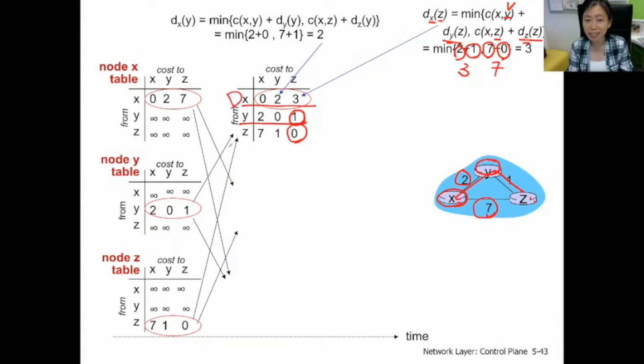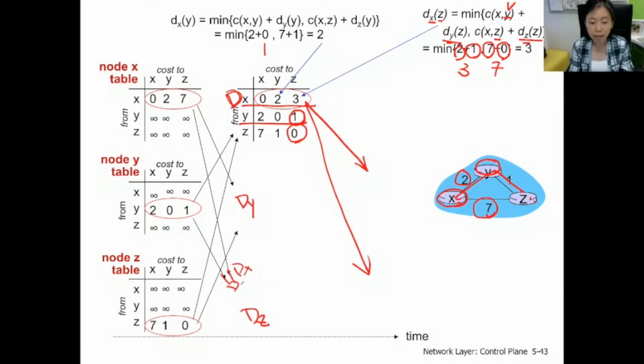And what do we do next? Now x has acquired the new distance vector. It's going to send it to all the neighbors. So this is the first cycle, calculating dx from x's point of view. Similarly, node y is going to be calculating dy, and node z is going to be calculating dz because it's receiving dx and dy.